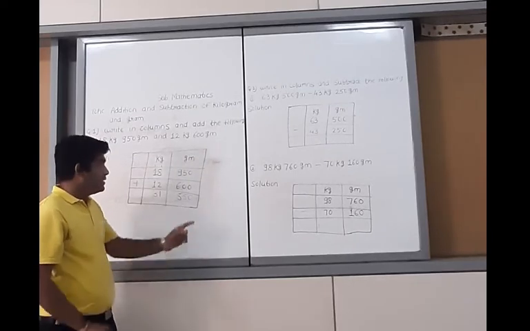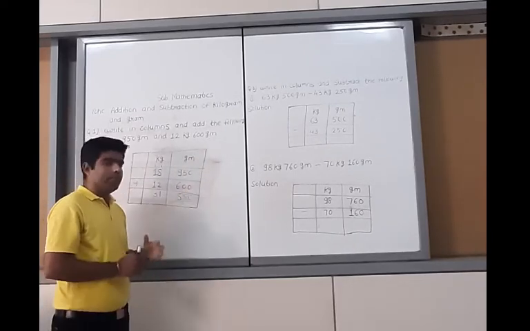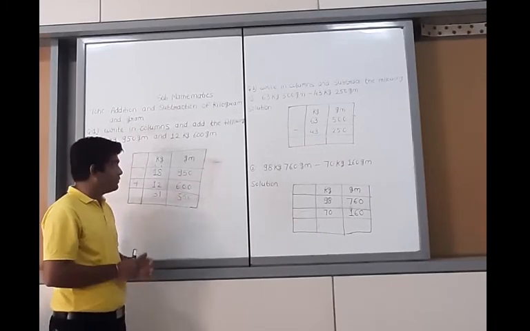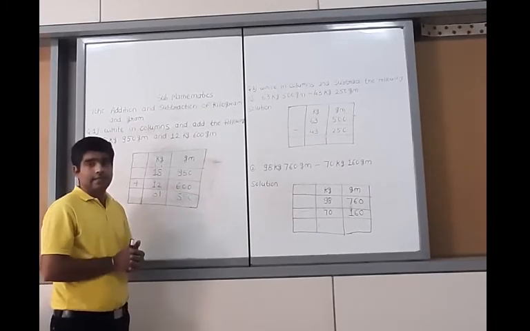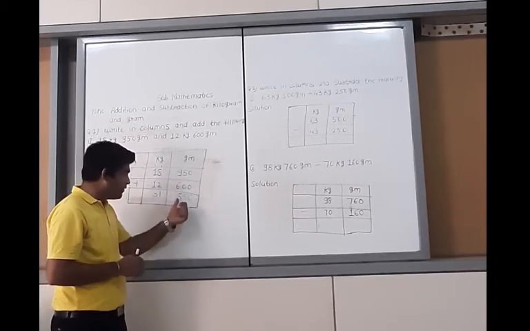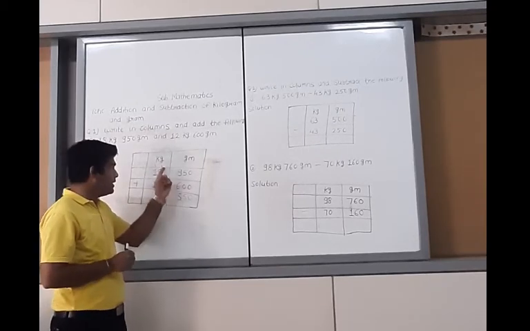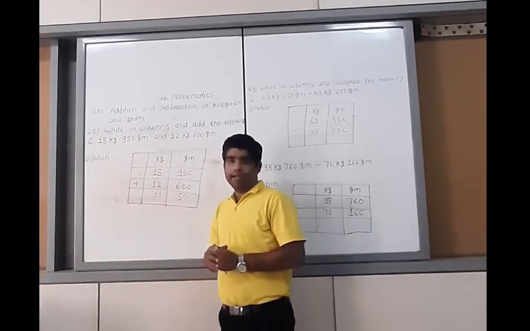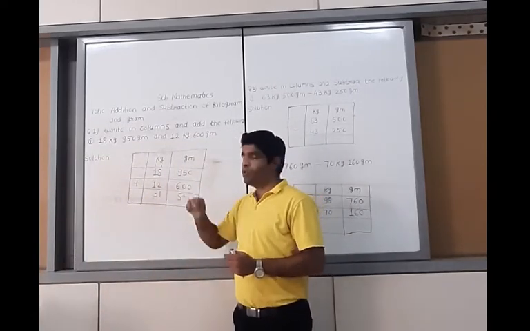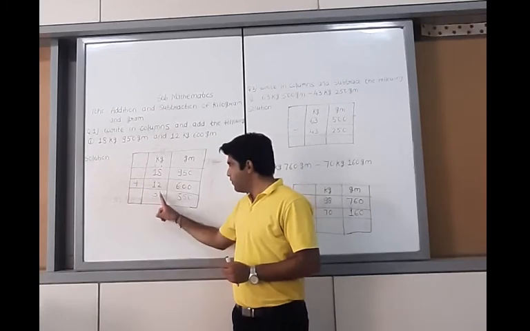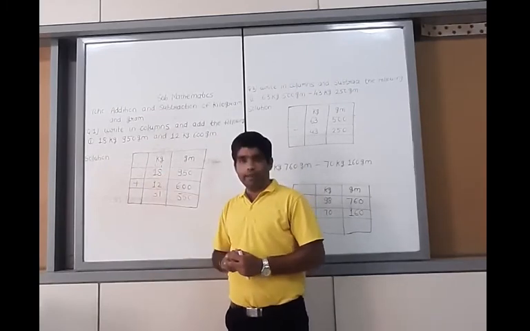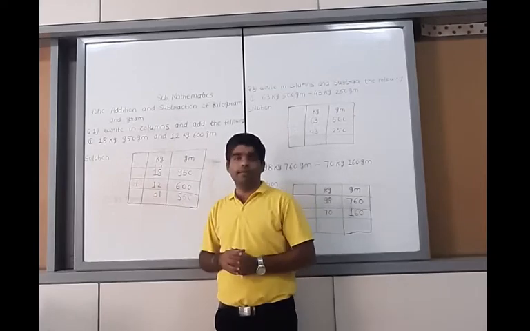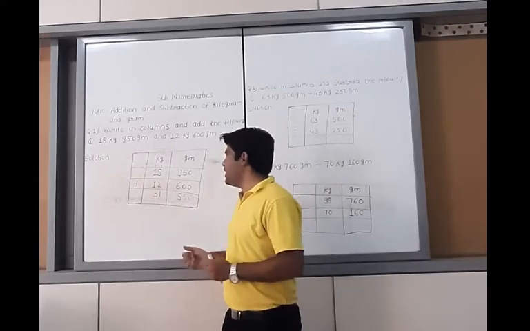Once again, 0 plus 0 is 0. 5 plus 0 is 5. 9 plus 6 is 15. This is 5, and 1 is carry. 8 plus 1 is 9. 9 plus 2 is 11. This is 1, and 1 is carry. 1, 2 and 3. This is our 3.